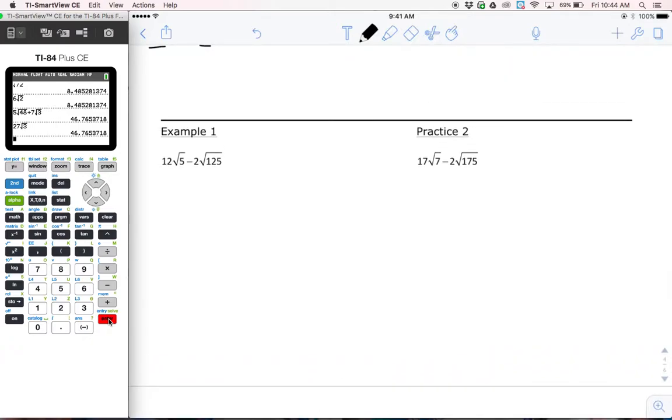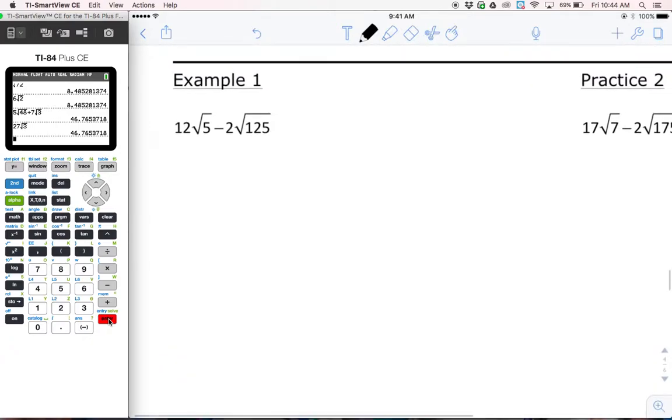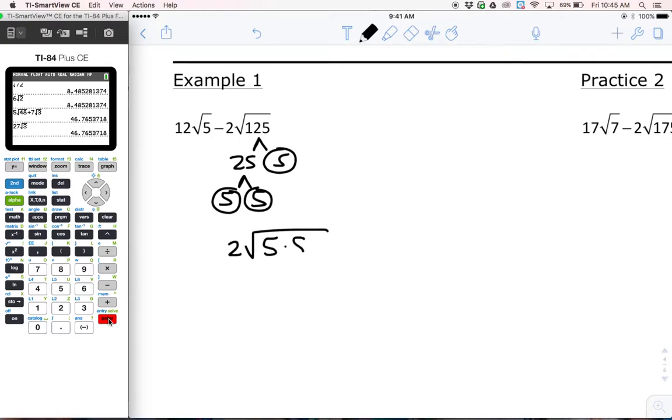Example number 1 of this next section is very similar to what we just did, only now we're subtracting. So I've got 12 square root of 5, and 5 is prime, nothing I can do with the 5. But the 125 I can work with. So let's see if we can get this simplified. 125 is 25 times 5. 5 is prime, so I circle it. We got 5 and 5 over here. So now the 2 is already there, and I've got 5 and 5 and 5. Well, I've got a pair of 5s I can bring out to the outside. So now I've got 10 square root of 5.